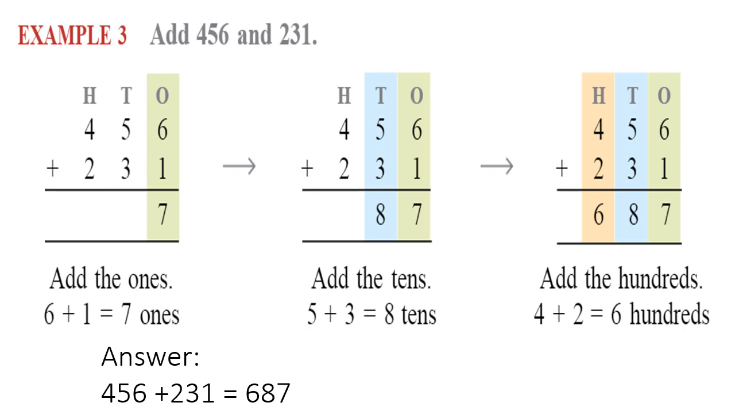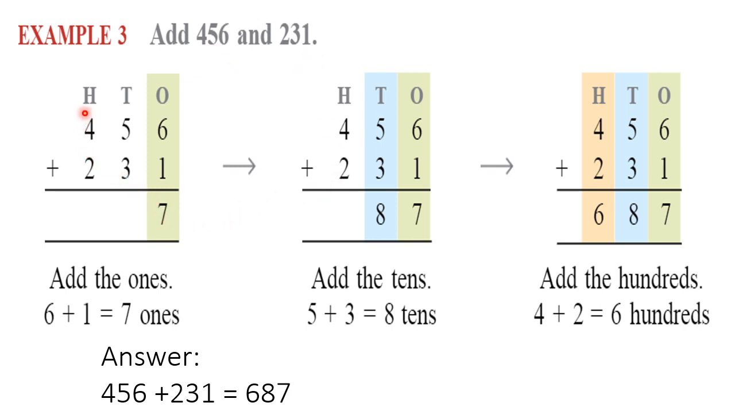Whenever we are adding three-digit numbers, first we have to add the ones column, then the tens column, then the hundreds column, respectively. Look at the picture. An example has been given: add 456 and 231. So we have to find the addition value of the numbers 456 and 231.